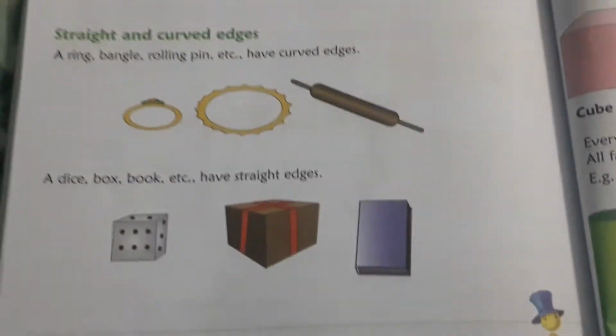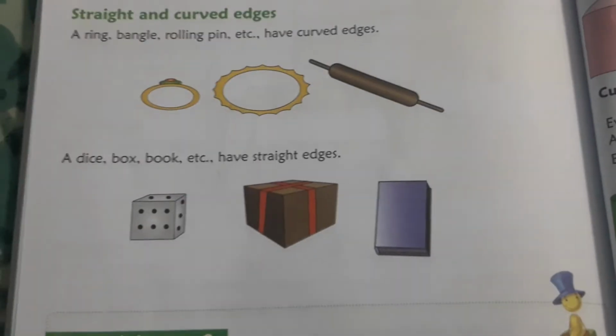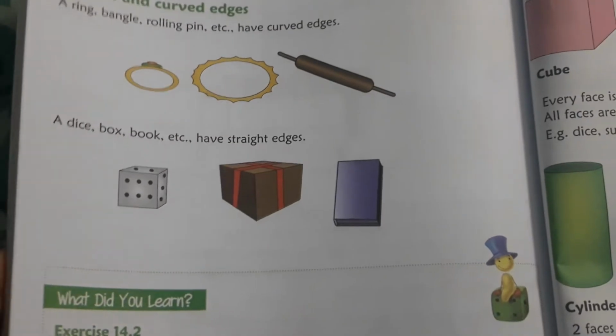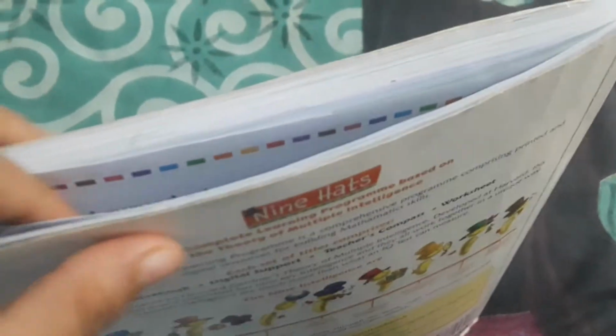Now the next, straight or curved edges. The next comes straight or curved edges. Ring, bangle, these are curved edges. But if you have this book, if you touch this thing, then you will feel the straight edge.